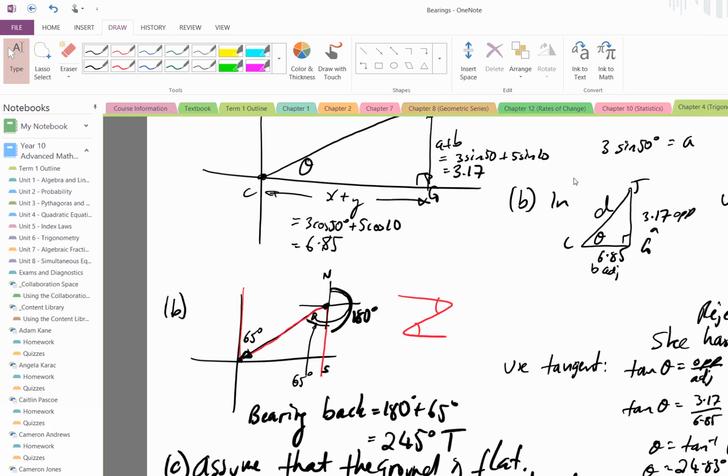Alright, so there is drawing in 3D as well, but I'm going to have to take a little break and then do that next one.